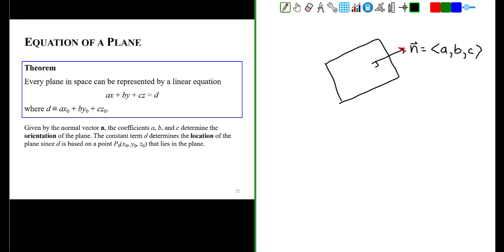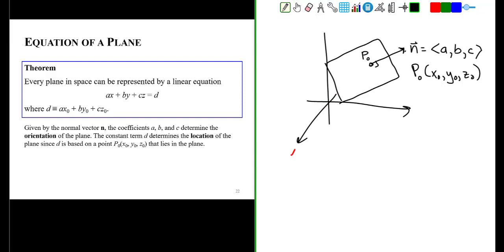This plane can also be described by a point within the plane. This point we will call point P naught, and P naught, or P0, has coordinates x naught, y naught, and z naught, as the plane is described in an x, y, z coordinate system.